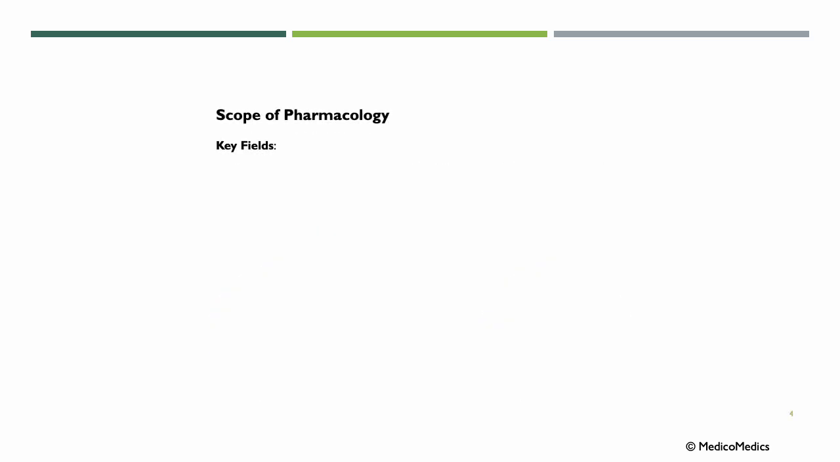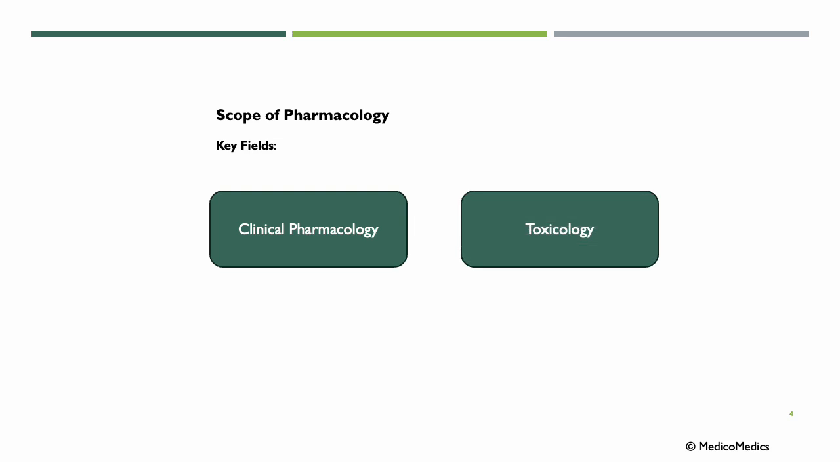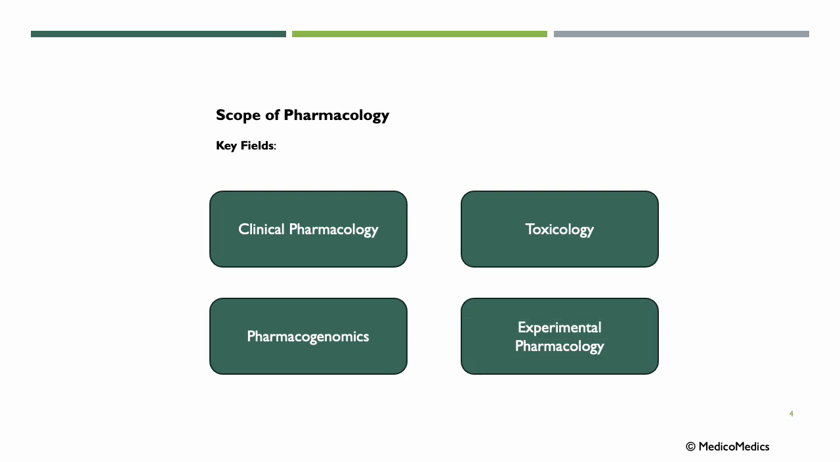Now, when we look at the scope of pharmacology, key fields include clinical pharmacology, so application of drugs to treat diseases. We have toxicology, so the study of harmful effects of different substances. We have pharmacogenomics, so the role of genetics in drug response. And we have experimental pharmacology, so laboratory research to study drug effects.